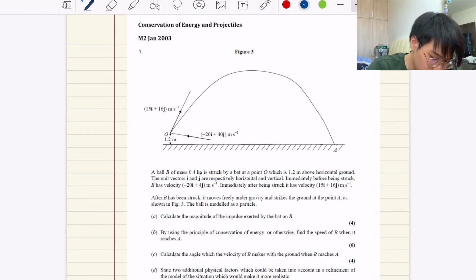A ball B of mass 0.4 kilogram is struck by a bat at the point O, which they already drew for us, which is 1.12 meter above horizontal ground. The unit vectors i and j are respectively horizontal and vertical. Immediately before being struck, B has the velocity of this, and immediately after being struck, it has velocity of this.